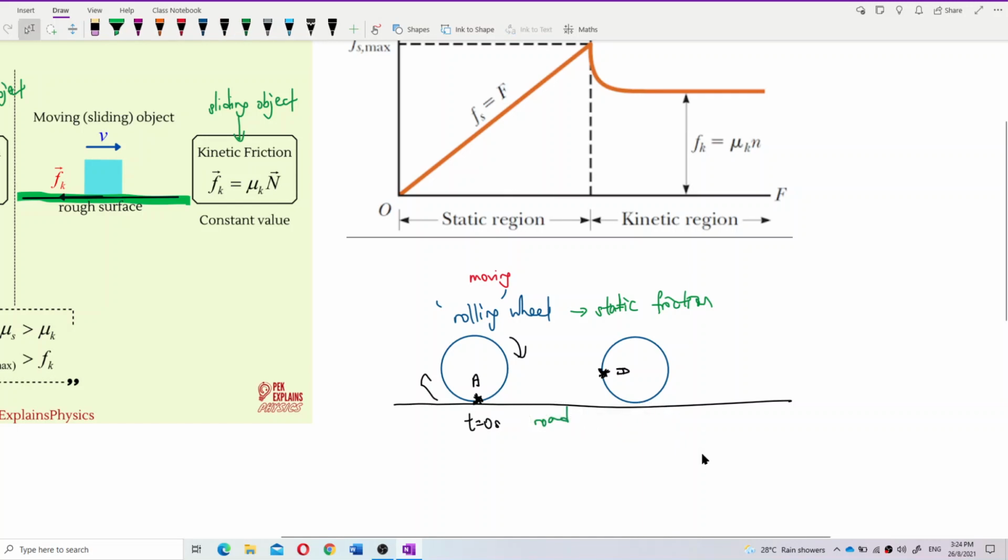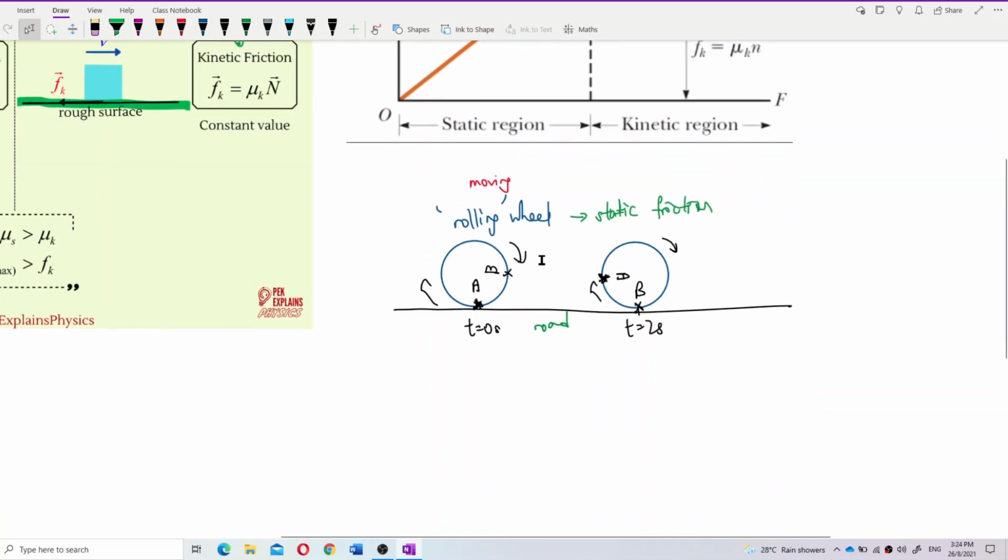So maybe at 2 seconds, the point B from last time is over here. This is the point B. Now point B is over here already. You see, this is still rolling down the road. So you can see all the points just touch the road. It's never sliding across the road. What about a sliding wheel?